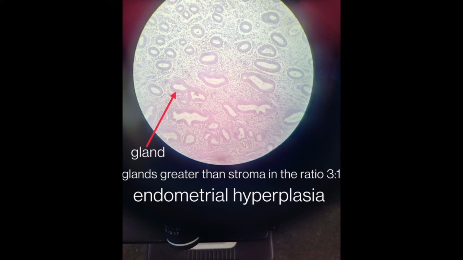Here we have hyperplasia of the endometrial lining of the uterus. So the endometrium of the uterus contains glands, and during endometrial hyperplasia, there are lots and lots of glands. Glands are present more than the stroma itself. So glands greater than stroma in the ratio 3:1.